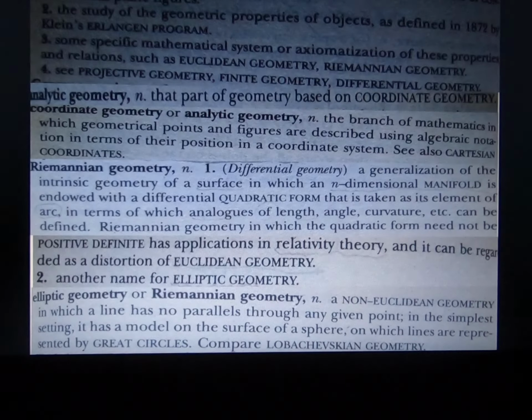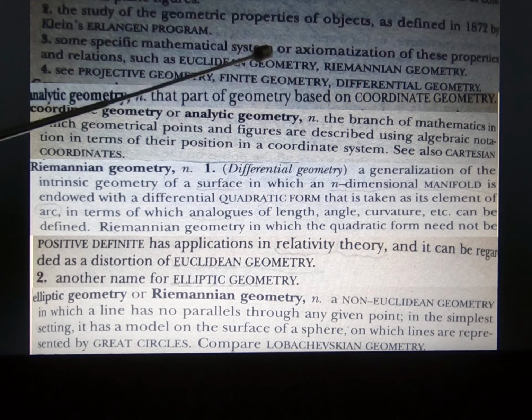Geometry. It can be Euclidean geometry or non-Euclidean geometry. We will focus on Euclidean geometry here. However, non-Euclidean geometry like Riemann geometry, differential geometry, you can think of as a model on the surface of a sphere. The lines are represented by the great circle. That's one of the non-Euclidean geometries. It's called elliptic geometry.